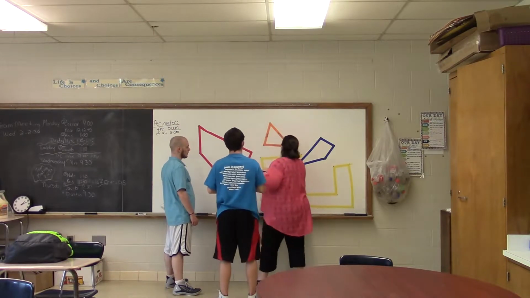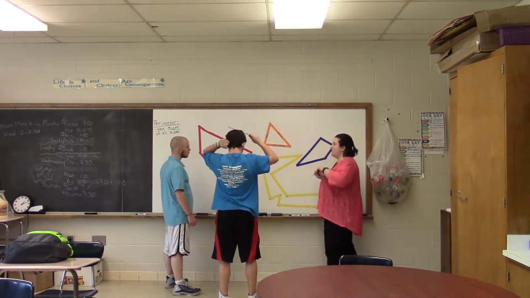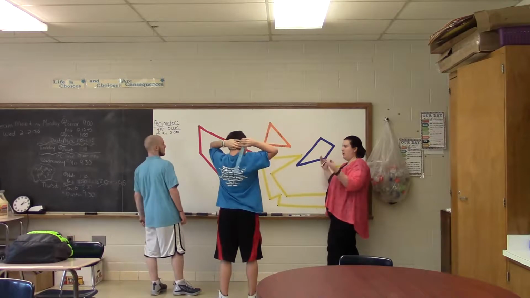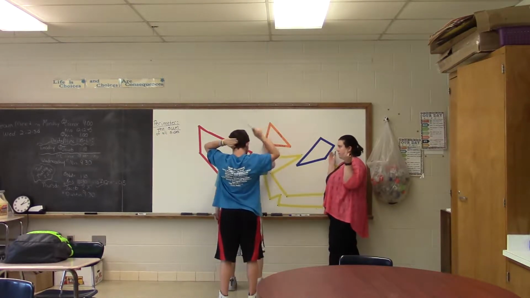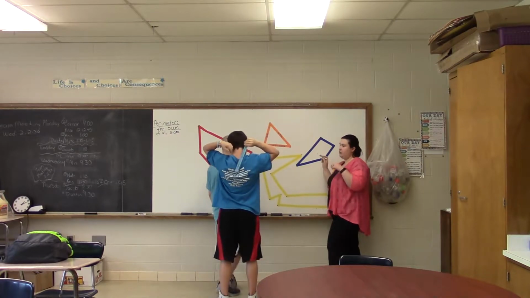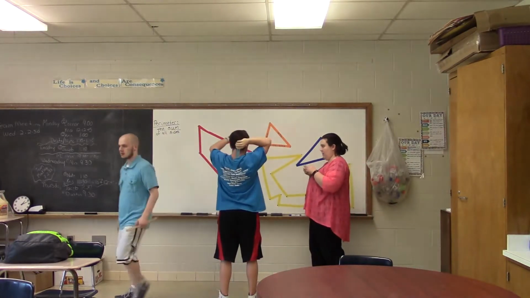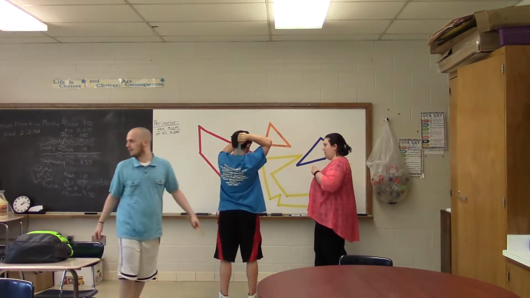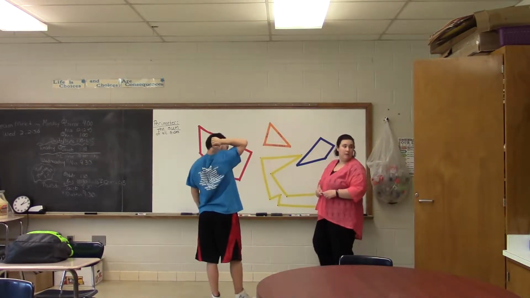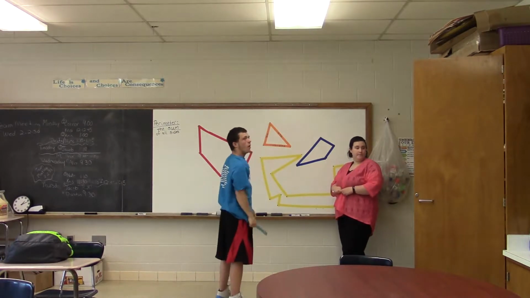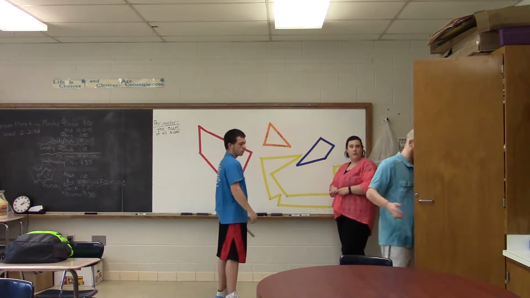Okay, so we have the length of each side. Now, to find the perimeter, what do you need to do? Add up all sides. I'll let you use a calculator for this one. So Nate, you want to grab a calculator?